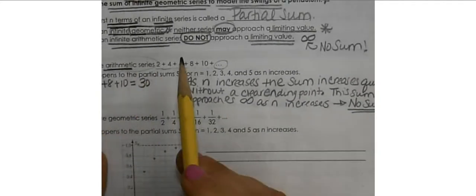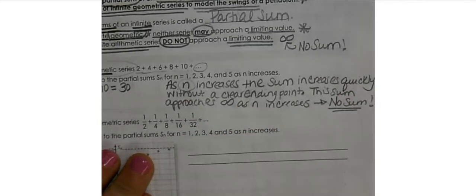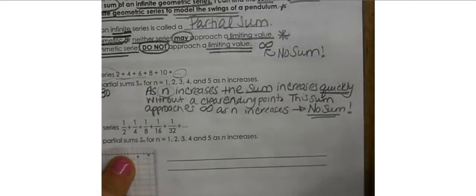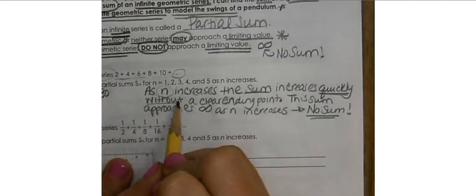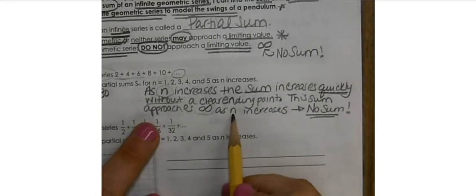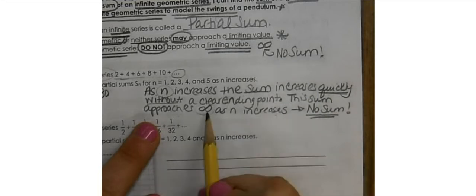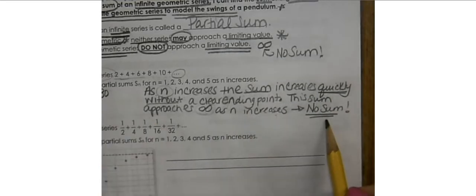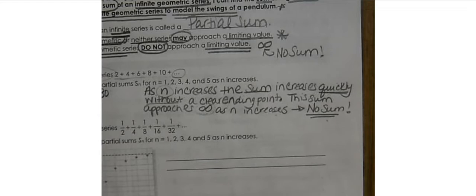So when it comes to arithmetic series, as n increases, where n is the number of terms that you're adding together, the sum increases quickly. And it increases quickly without a clear ending point. It doesn't appear as if we're going to stop once we reach 1 million, something to that effect. This sum approaches infinity as n increases. And if it approaches infinity, that means that we call it no sum. It has not reached a specific value, a specific sum.